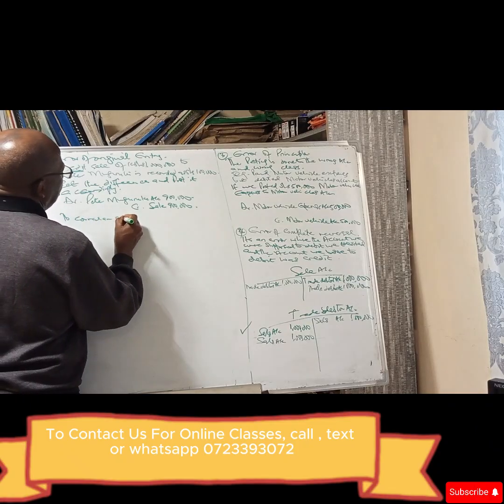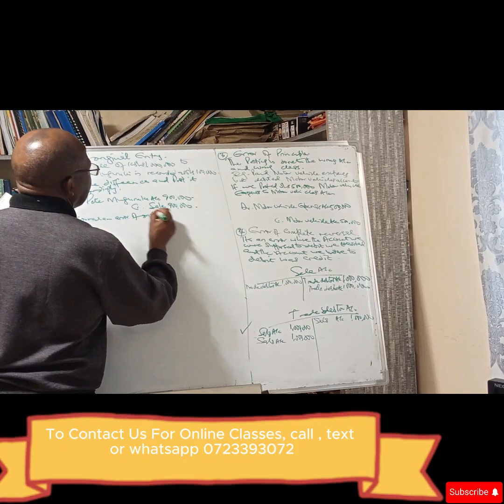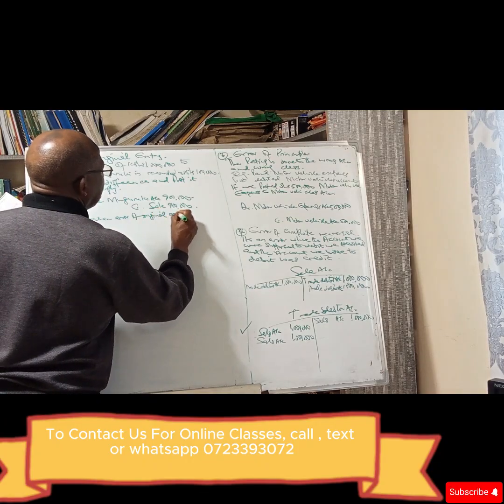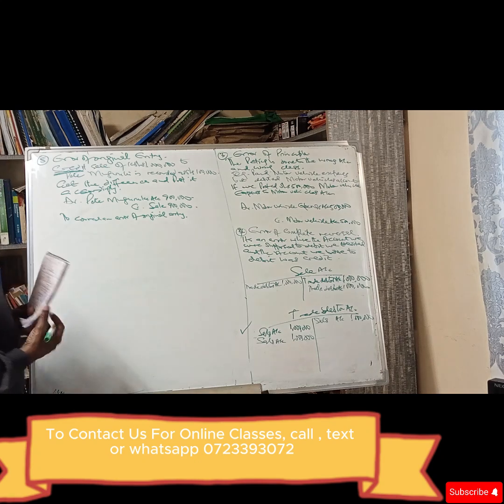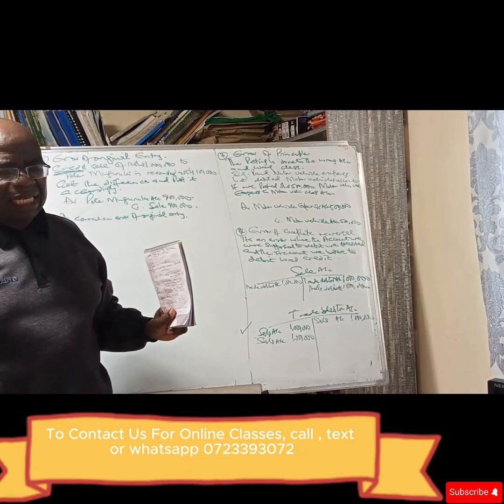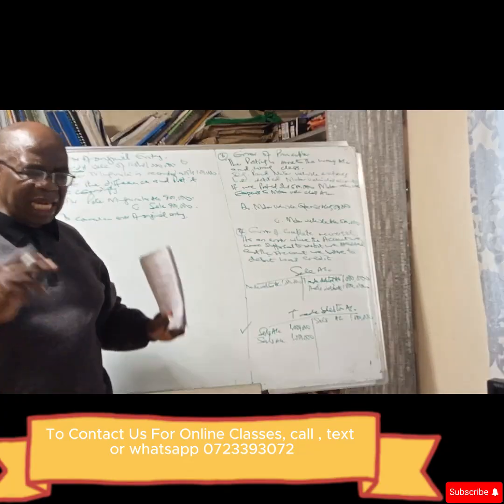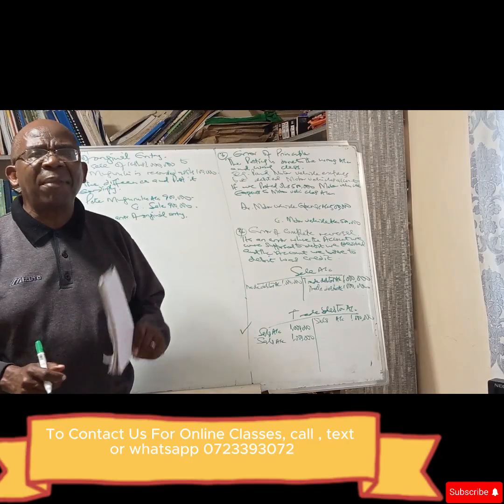To correct an error of original entry, remember that an error of original entry is where the amount debited and credited is wrong. We debited and credited the same amount, and therefore the trial balance was still balanced, but the amount is wrong.